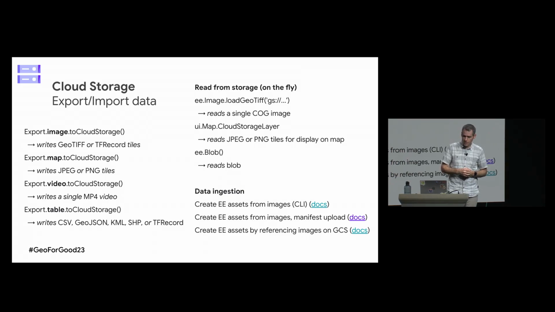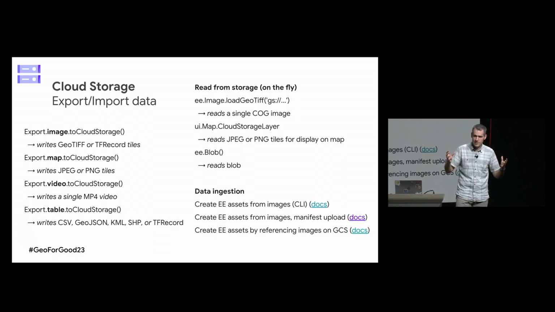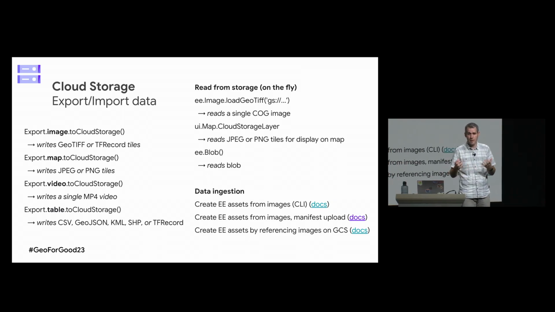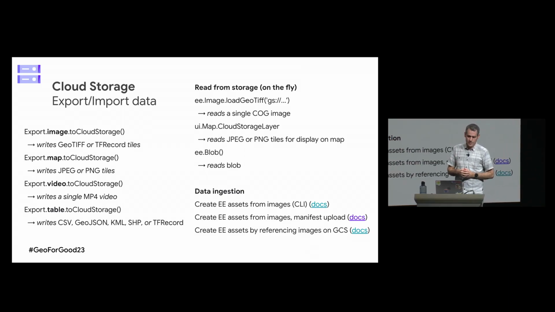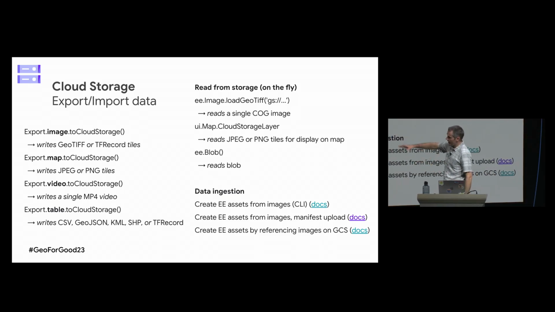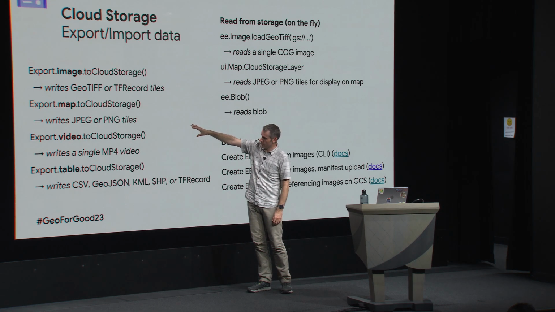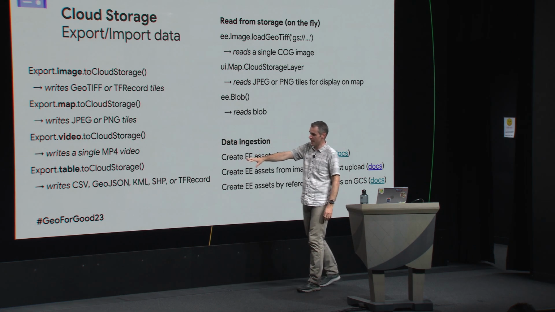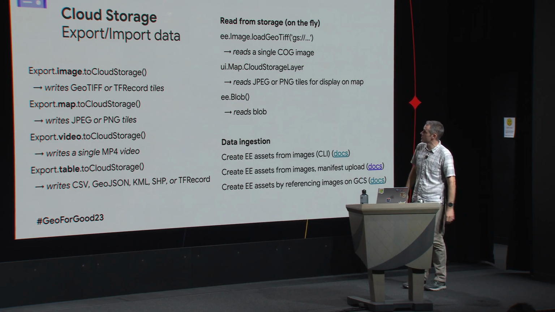You can also export map tiles. Once you create an image in Earth Engine, you can create map tiles to be able to overlay on top of a base map or a Google Maps-like interface. And you can write those tiles to Google Cloud storage as well. So here I have the list of things that you can export to Google Cloud. Videos, you can export tables as CSVs, GeoJSONs, KML, shape files, and so on and so forth.